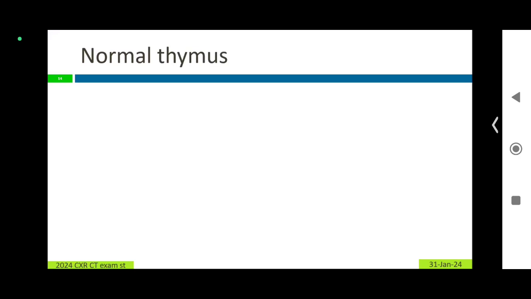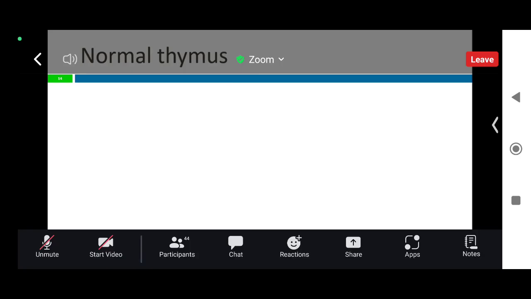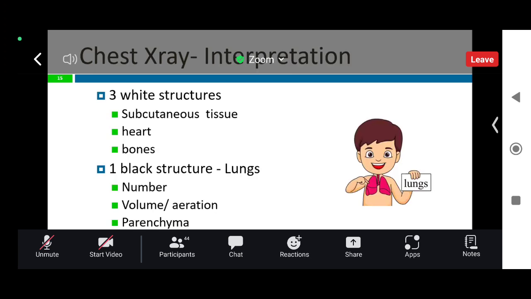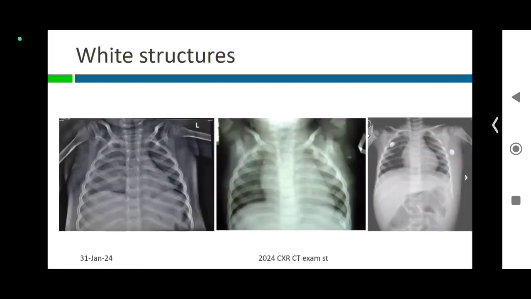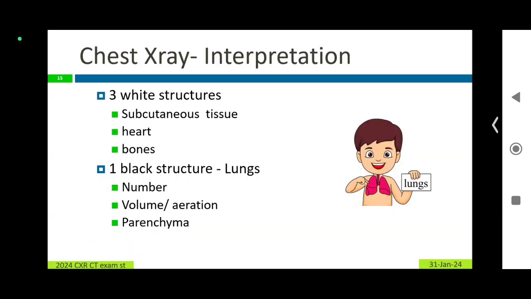Normal thymus. This is one thing which you will be faced with, especially in less than 2 years of age. I will show you a normal thymus probably later. Don't get confused by that, but I'll definitely show you. But how to decipher a chest X-ray, for a postgraduate like me? Biscuit.